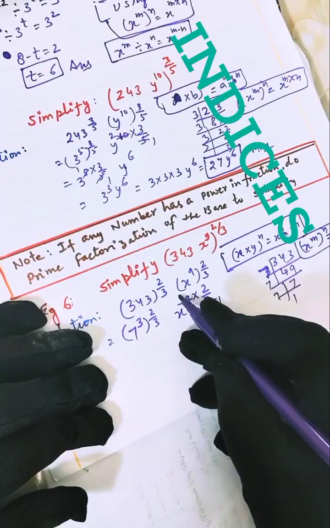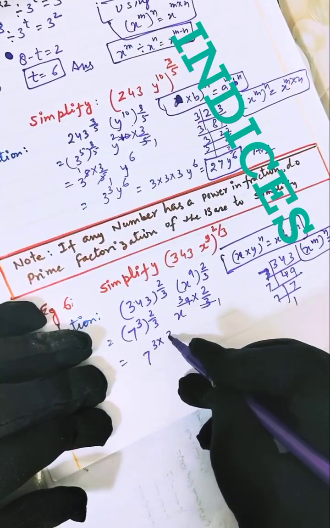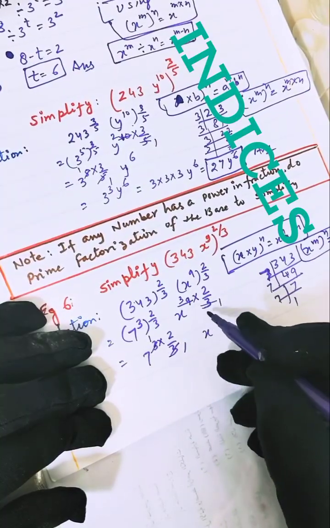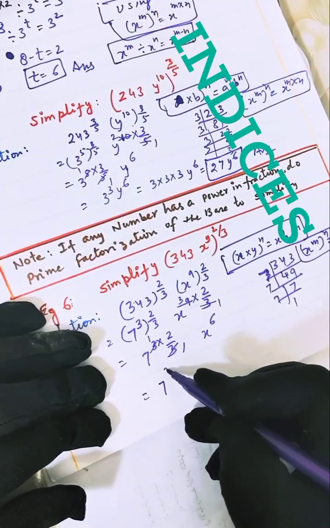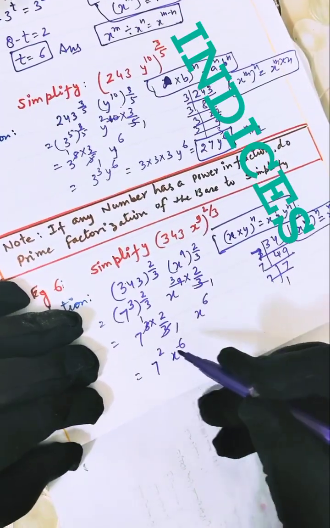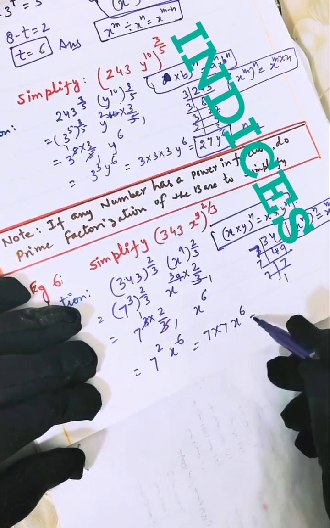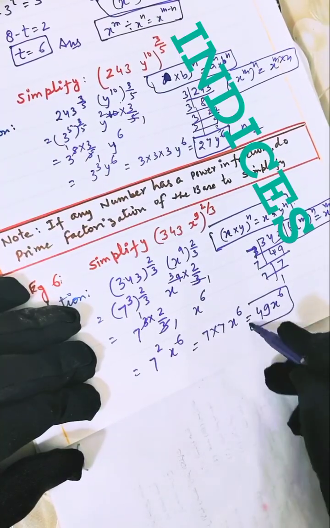3 times 1 is 3, 3 times 3 is 9. Here again we use the power law: 2/3, 3 times 1 is 3, 3 times 1 is 3. Here x to the power 3 times 2 is 6. So guys, 7 to the power 2 and x to the power 6, and 7 to the power 2 equals 7 into 7, x to the power 6, equals 49 x to the power 6, which will be the required answer.